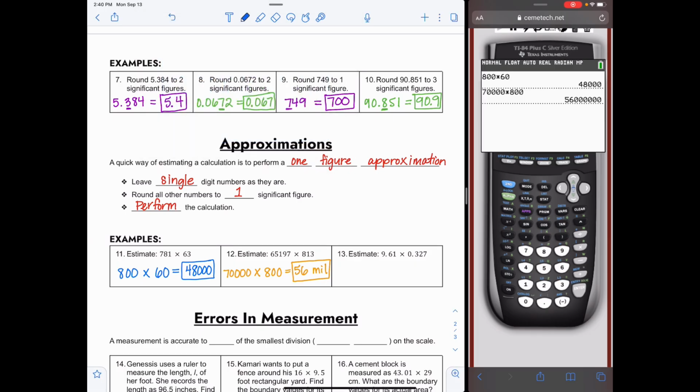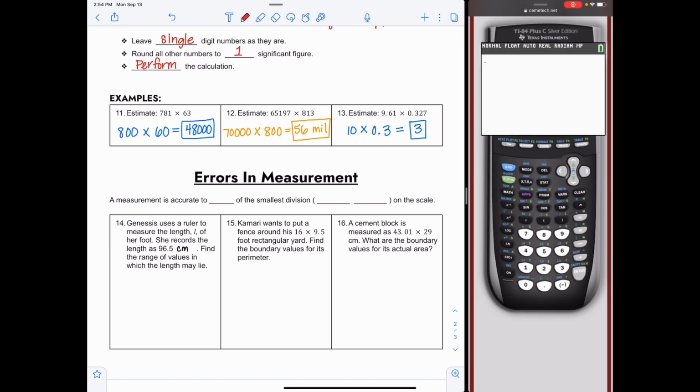Number 13, we have 9.61 times 0.327. So 9.61 rounds to 10. And then we want to multiply it by 0.3 because that is the decimal rounded to one significant figure. So of course, if we do 10 times 0.3, you're going to end up getting 3.